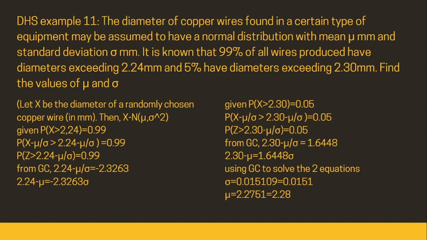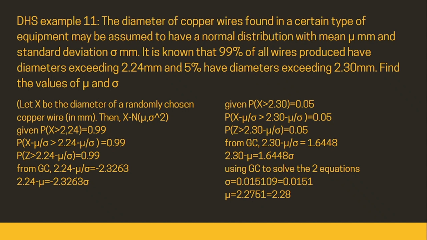And so what happens is that we're going to get (2.24 - mu)/sigma = 2.3263. Then we bring up our sigma. That's the first equation: 2.24 - mu = -2.3263 sigma. Then given that P(X > 2.3) = 0.05, we find the probability where (X - mu)/sigma is greater than (2.3 - mu)/sigma, equals 0.05.